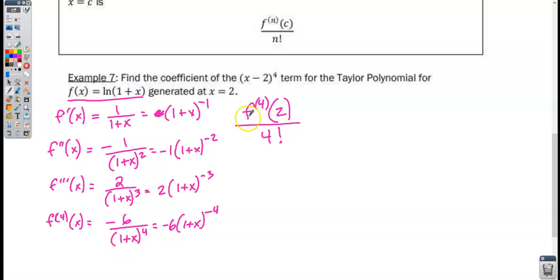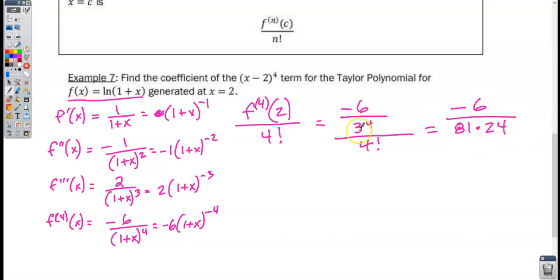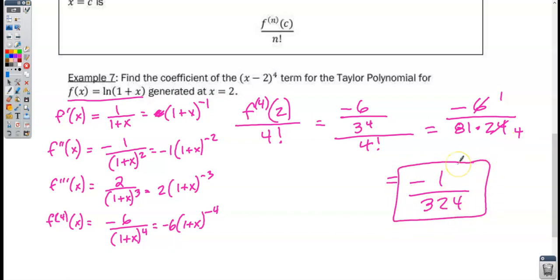Now we want to find the value of that at 2 to put into our coefficient, and so this is going to be negative 6 over 3 to the fourth power, all that divided by 4 factorial. So our coefficient is going to be negative 6 over 81 times 24, 3 to the fourth and 4 factorial, and we can simplify that. We can take a 6 out of both of these, and we end up with the coefficient being negative 1 over 324. That's our coefficient of the quantity x minus 2 to the fourth term for this Taylor polynomial at x equals 2.